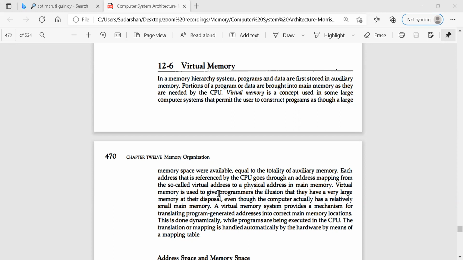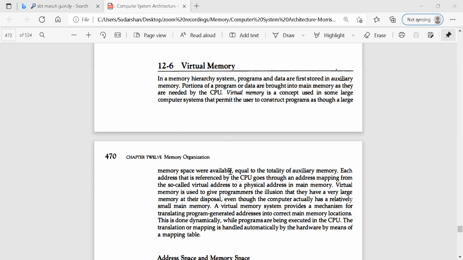In the current session, let us go through another important topic called virtual memory. The word virtual means it is not physical, it is not available in real time, it is not real in the real sense, and it is only an illusion to the program.